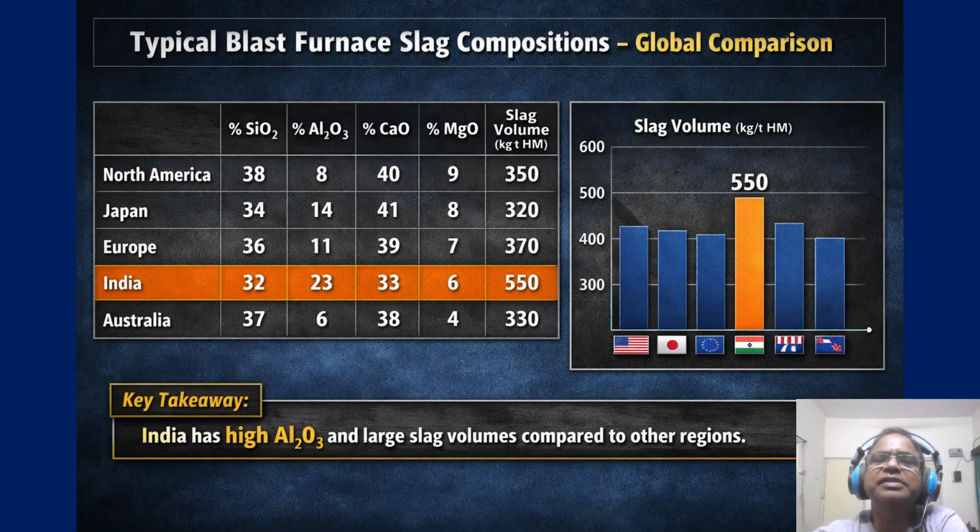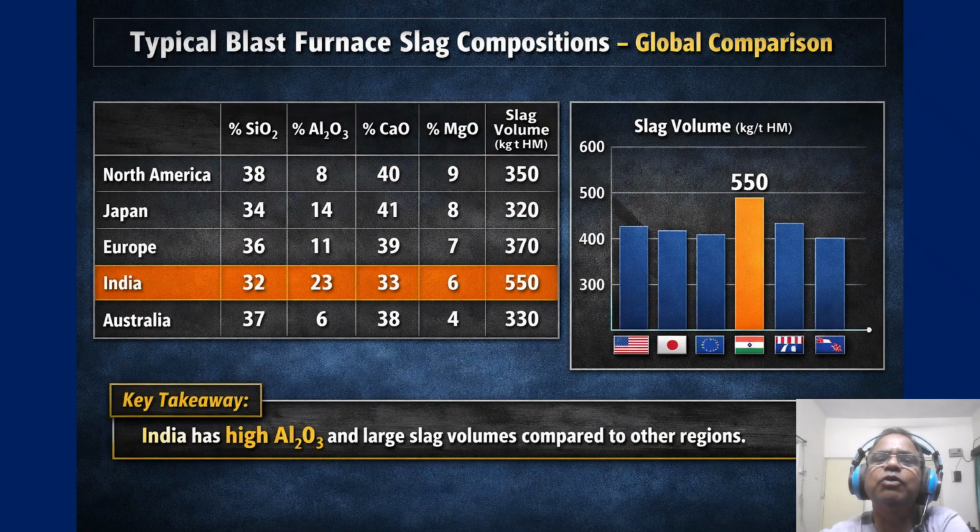Slag is not the same everywhere. Look at this table from the course material from which this reference has been taken. As you can see, in some places silica is around 37 to 41%, alumina 7 to 10%, and high magnesia about 10 to 12%. Japan and Europe have more alumina, 13 to 15%, and less magnesia. India's slag volume is much higher, around 400 to 500, and this is because their ore has more gangue.